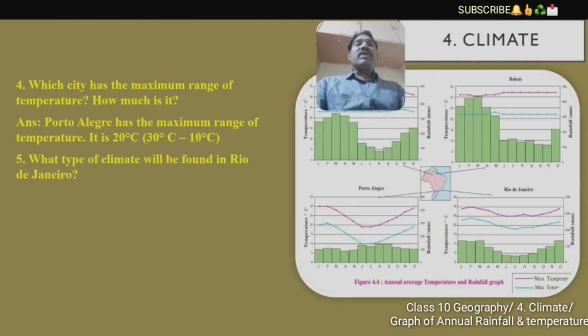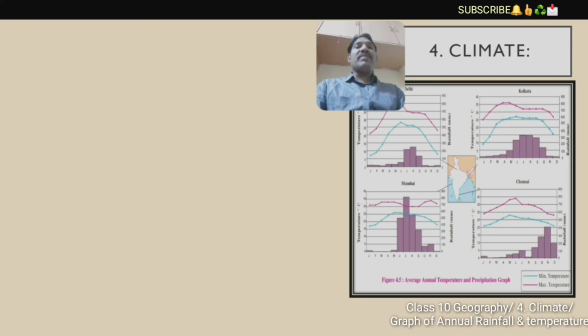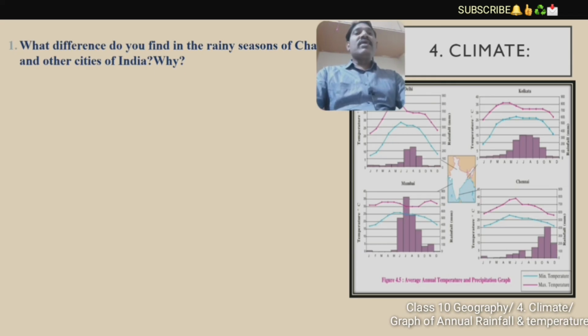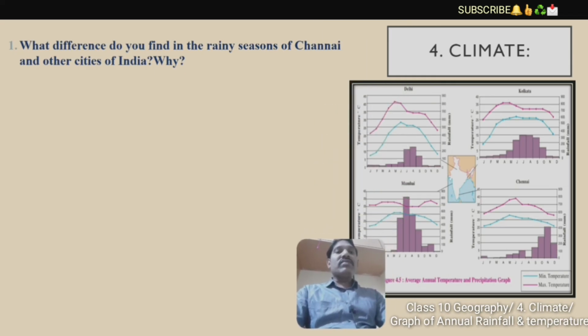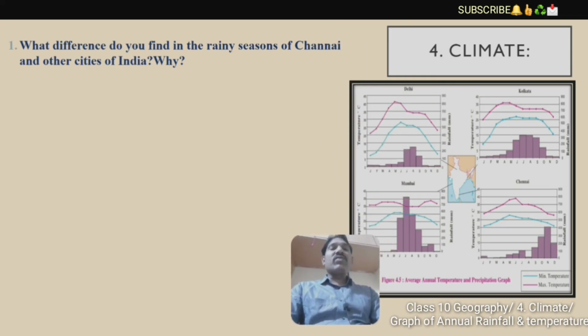Now the fifth question, what type of climate will be found in Rio de Janeiro? The answer is, Rio de Janeiro has mild and humid climate. Now see, now this is the graph of India, students. So with the help of this graph we need to solve the questions now. Okay, write the answers of the questions now.